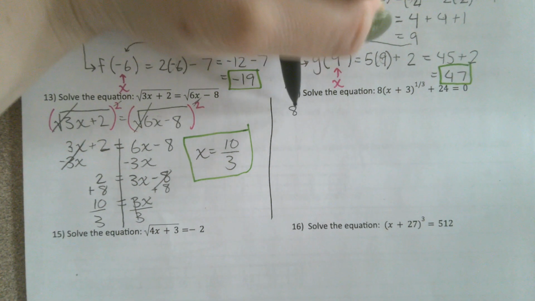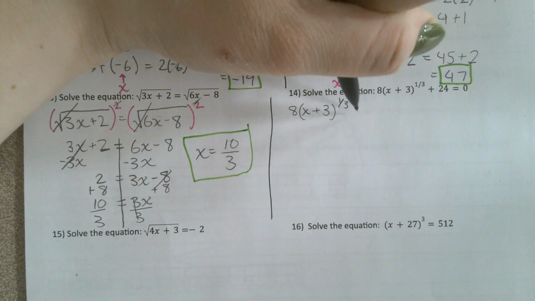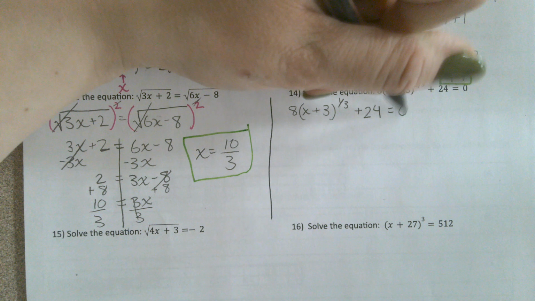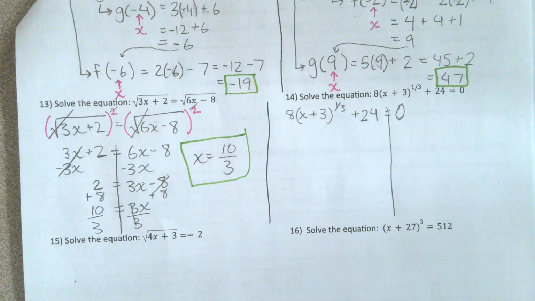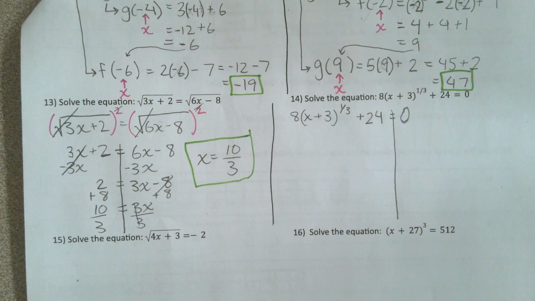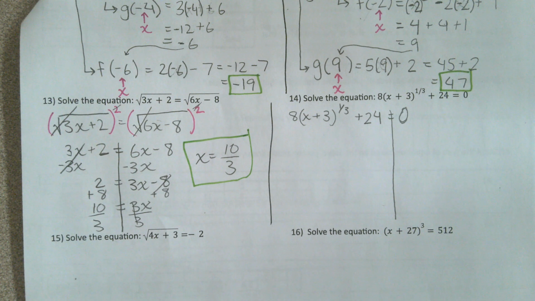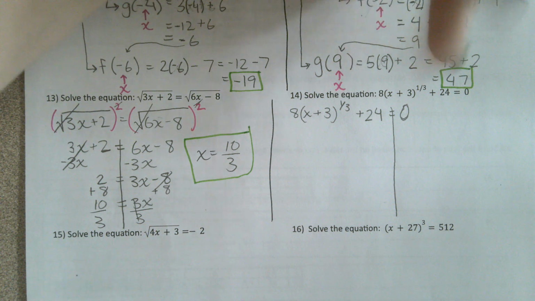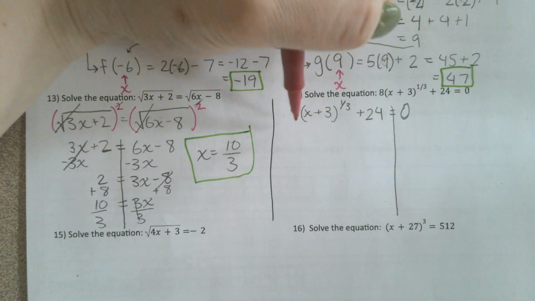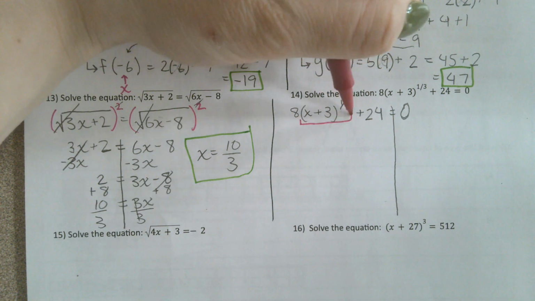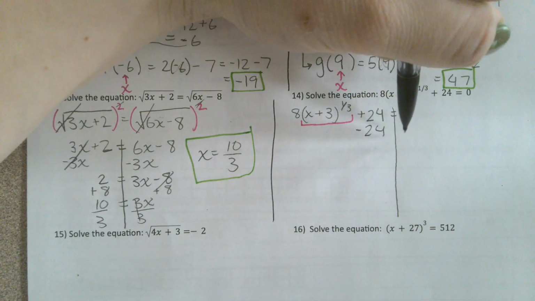Solve the equation 8 times x plus 3 to the 1/3 power plus 24 equals 0. This one you want to be extra careful on. This type of problem was one of the most missed on that test when we did take it. I'll get to where the big mistake was when I get there in a moment. First thing you want to do, and I want to emphasize as we're going through this, the goal is to get the exponent part by itself. So this is what we need to get by itself. So first thing we'll do is subtract the 24 on both sides.